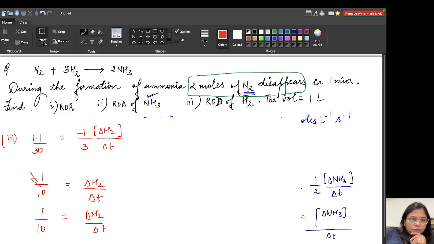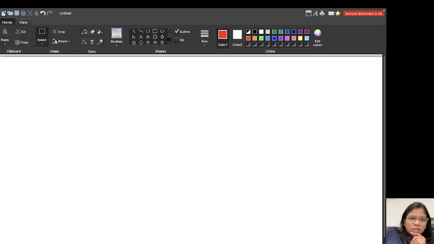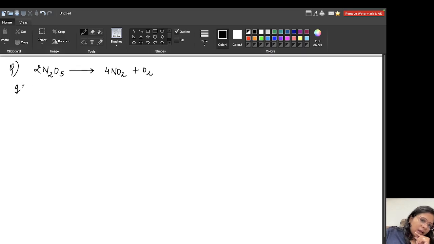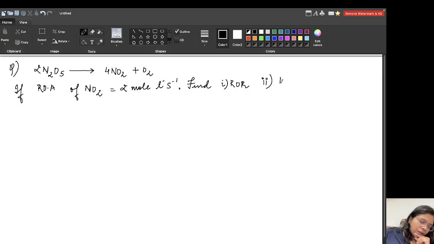Next question, a similar kind of question. So what are they telling us to do? They've given us a similar equation: 2N2O5 giving 4NO2 plus O2. They are telling us the rate of appearance of NO2. What is given? Rate of appearance of NO2 is 2 moles per liter per second. What do you need to find? You need to find the rate of reaction, and you need to find the rate of disappearance of N2O5.